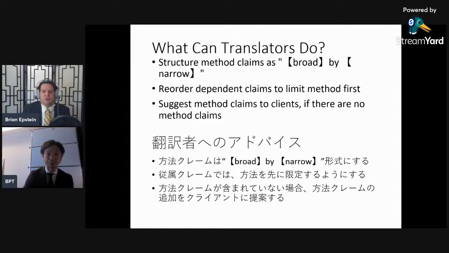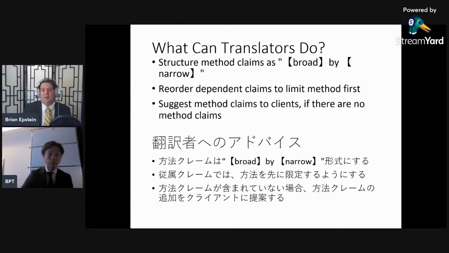So, what can translators do? We'll want to structure method claims as broad by narrow, rather than performing the narrow step to perform the broad step. We'll want to reorder our dependent claims to limit the method first rather than the wherein first, if the dependent claim uses both types of limitations.